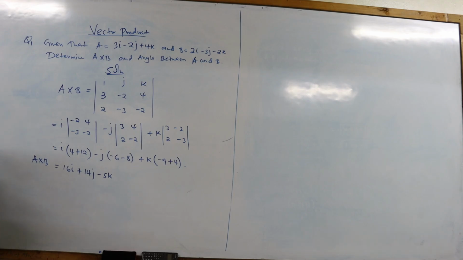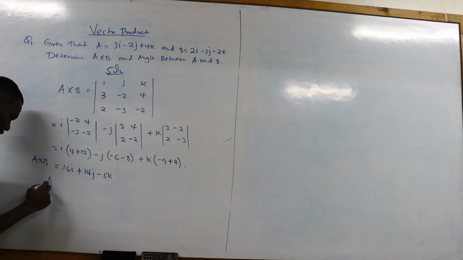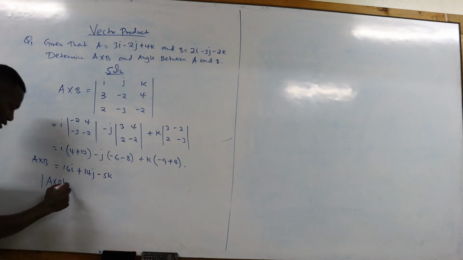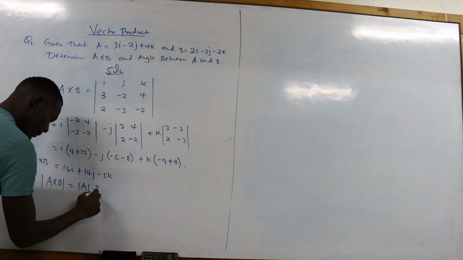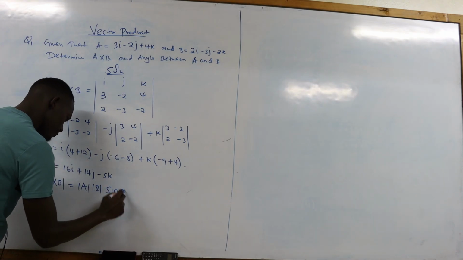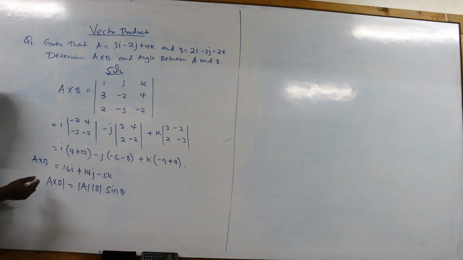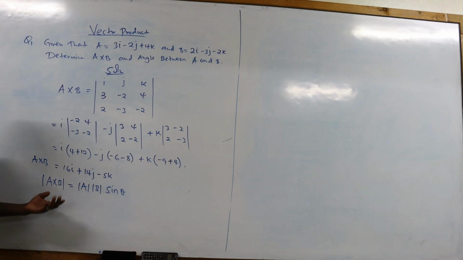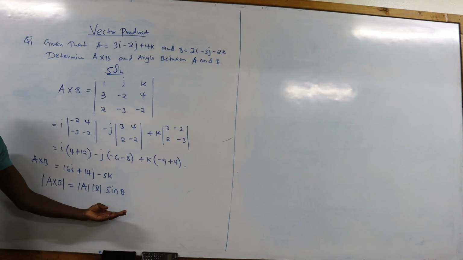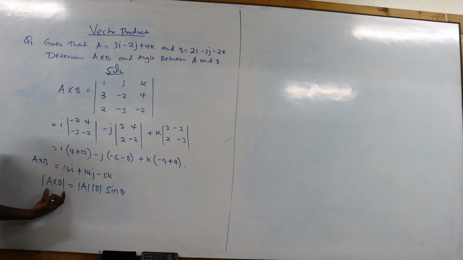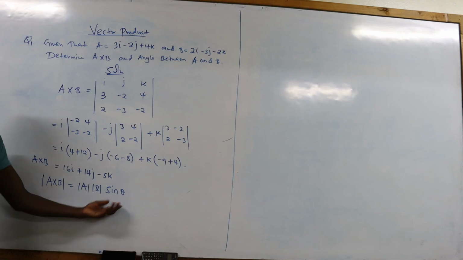Now we come to the second part. We are supposed to find the angle between A and B. Which formula do we use? The magnitude of A cross B is given by magnitude of A, magnitude of B, sine of theta. The reason we are getting the magnitude is because we want numbers. We cannot use vectors to work out an angle. So it is the magnitude of A cross B equals magnitude of A, magnitude of B, sine of theta.